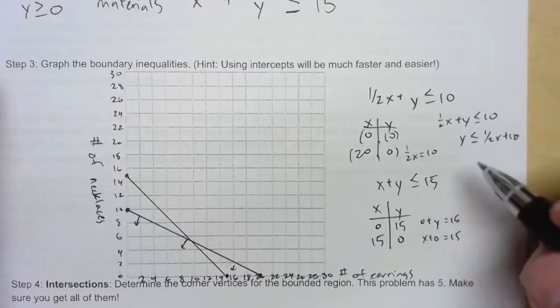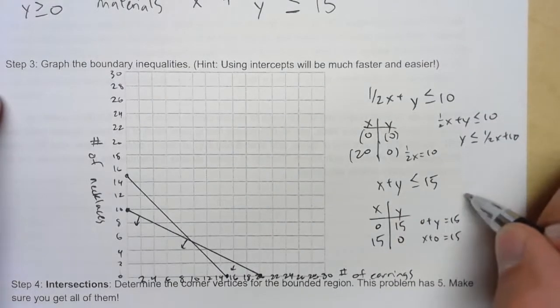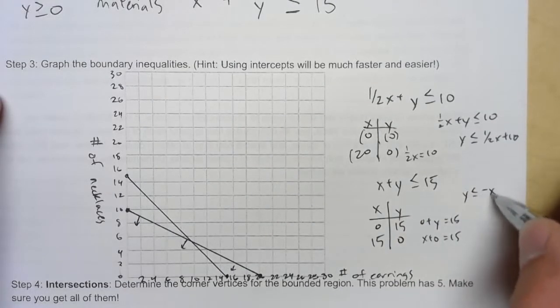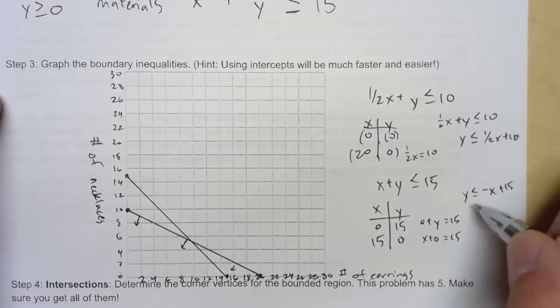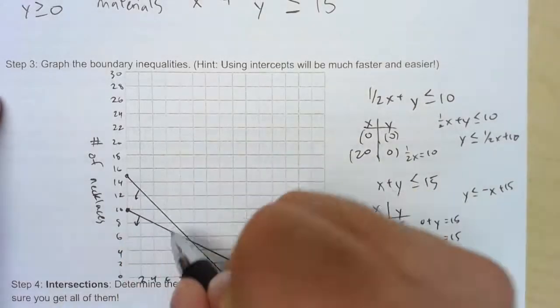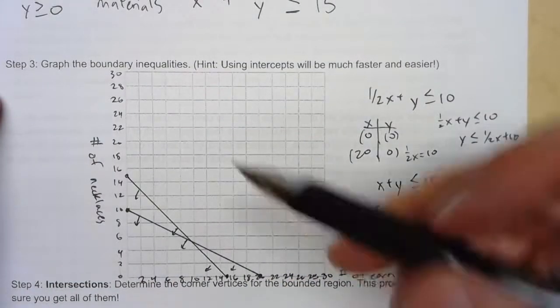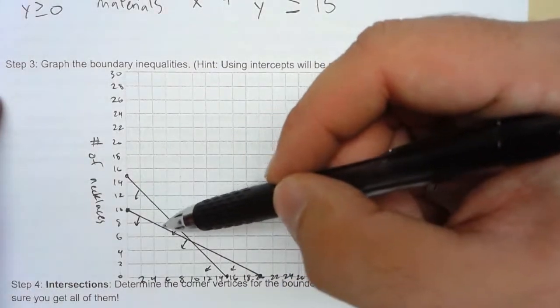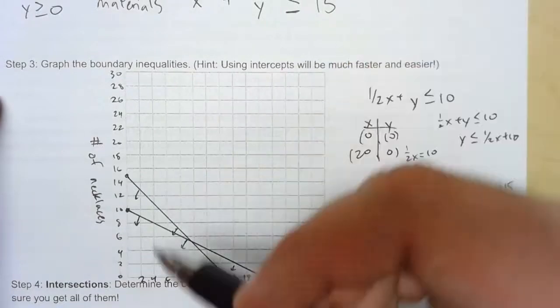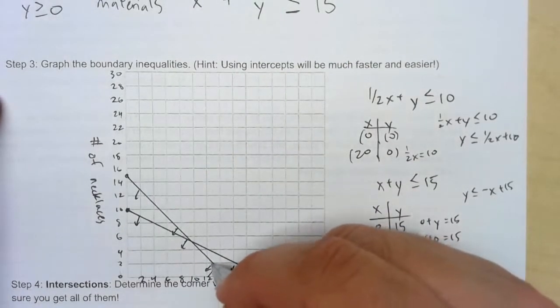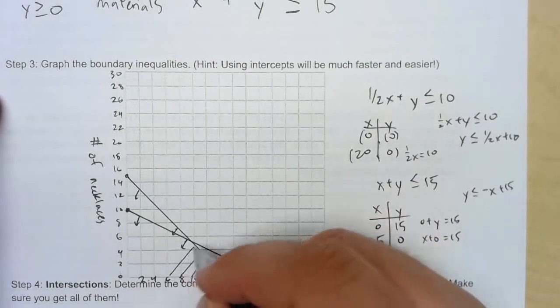So then let's figure out which way we shade. We subtract x on both sides, so y is less than or equal to negative x plus 15. And when it says y is less than, we're going to shade down as well. So just like in our systems of inequalities, we're going to shade where both of them are shaded. Only one shaded here, only one shaded here, nothing shaded up here. So we have to shade down here. This is our acceptable region.